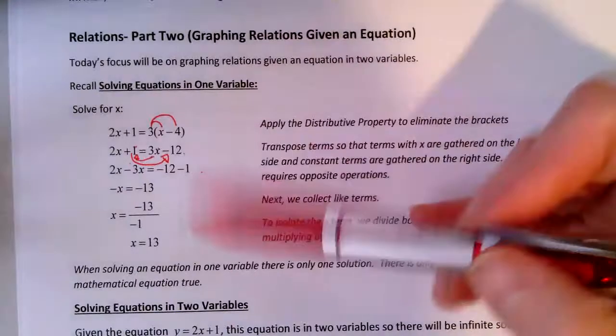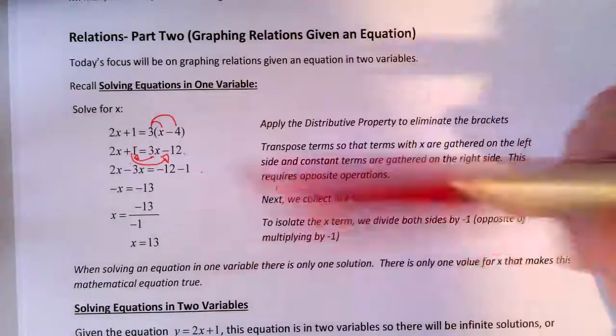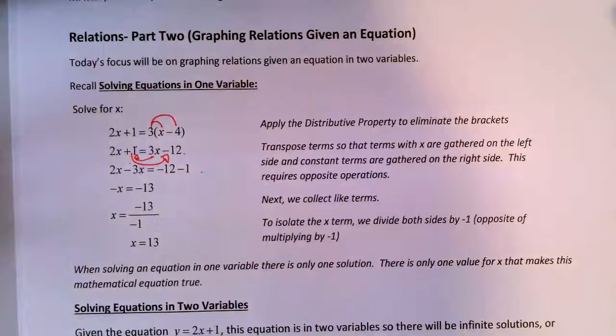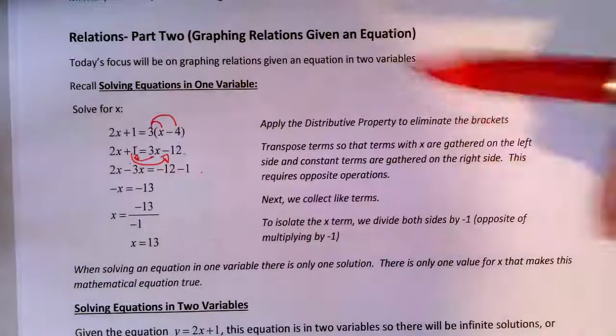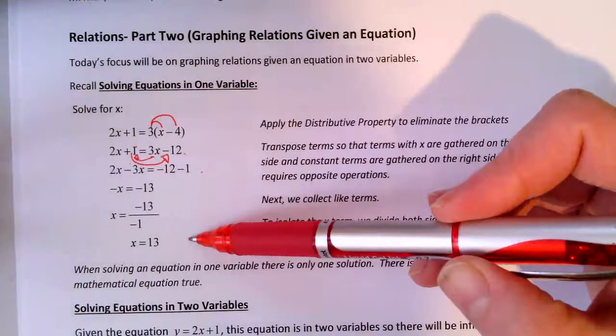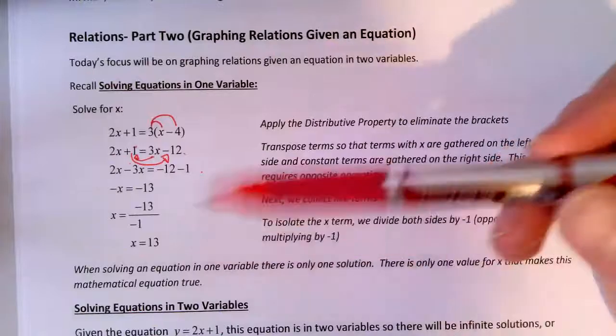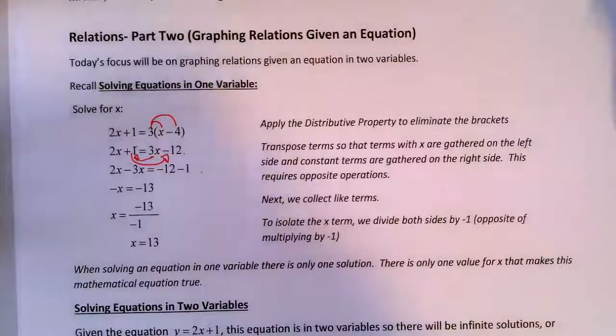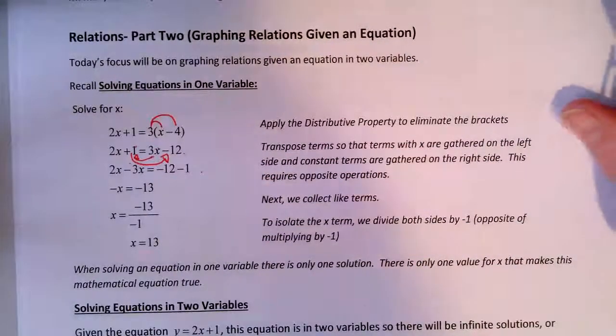There is only one solution. And the reason there is only one solution is because we are working in only one variable. One letter, one variable, one solution. So in this case, x equals 13 is the only possible answer for this particular question. Next, we're moving on to equations in two variables.